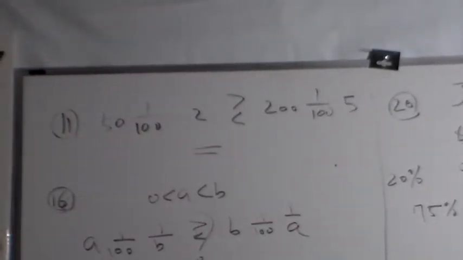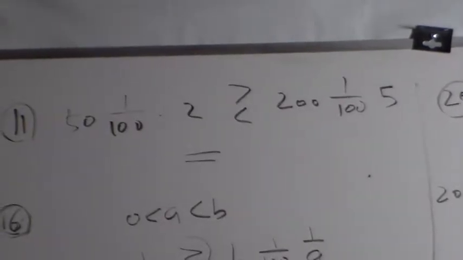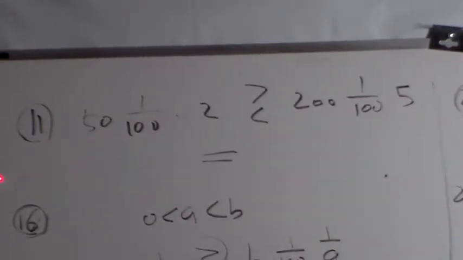Okay, let me see this one. Example 11 is 50% of 2 and 200% of 5. Which one is greater? I think we already explained this one is the same, but we can figure it out. This one, 50 times 1 over 100 times 2 cancels out, and this one cancels out 10, 10 on each side, so they are the same.